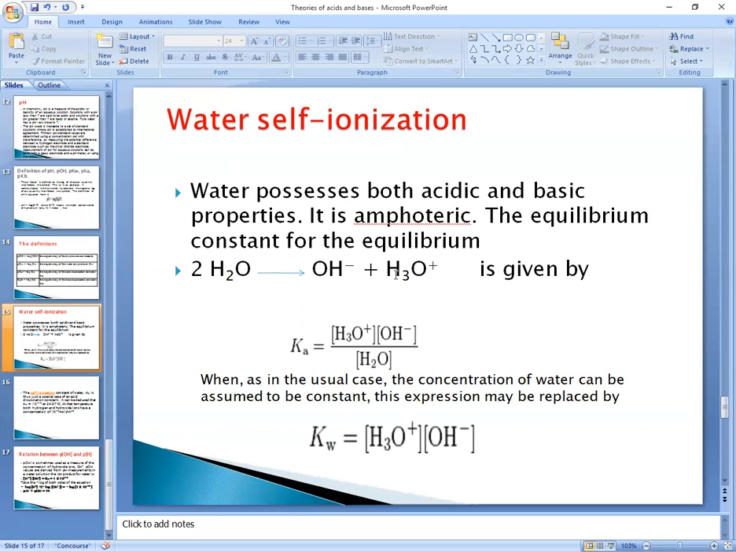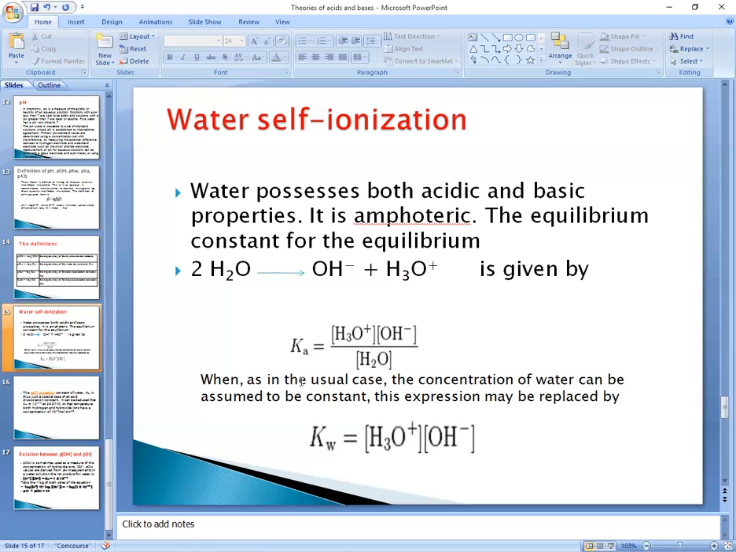If we take the equilibrium constant, the Kc value, it is the concentration of the products divided by the concentration of the reactants. So in this connection, the association constant Ka will be equivalent to the hydronium ion concentration times the hydroxyl ion concentration, the product of the concentrations of the products over the concentration of the reactant. We can take the dissociation constant as Ka, and that is written in this form.